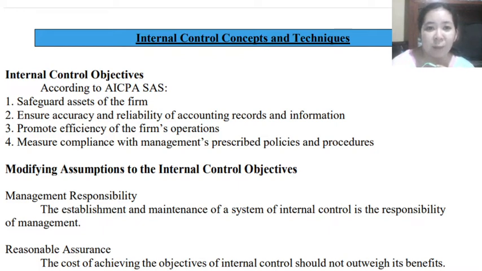Another objective of our internal control is to measure compliance with management's prescribed policies and procedures. This is in relation to number 3 earlier, where there are policies and guidelines that are established and should be followed, and internal controls at the same time will determine if indeed these policies are being complied with. So these are the internal control objectives. That's why it's very important for an organization to have their own internal control.